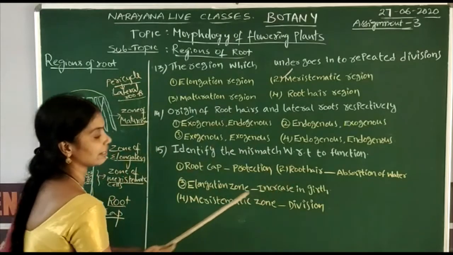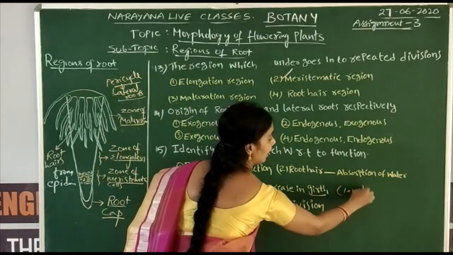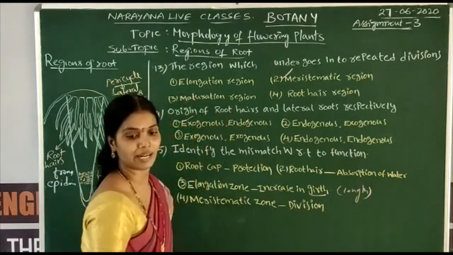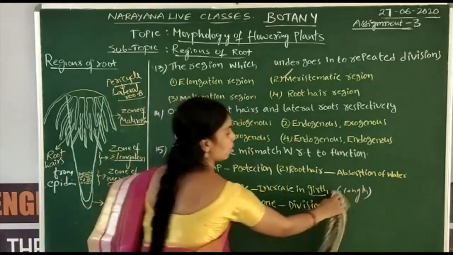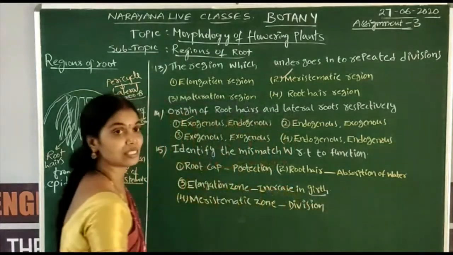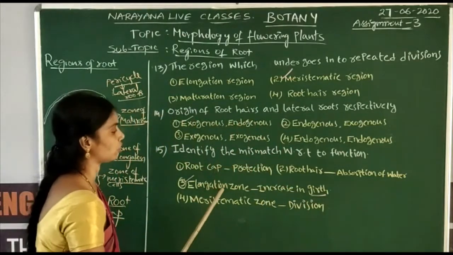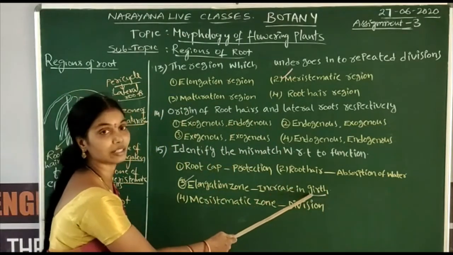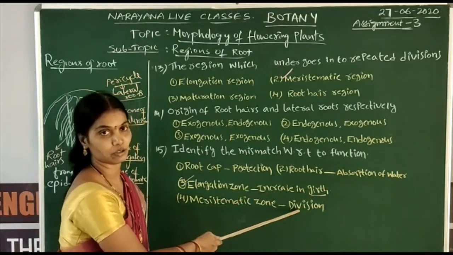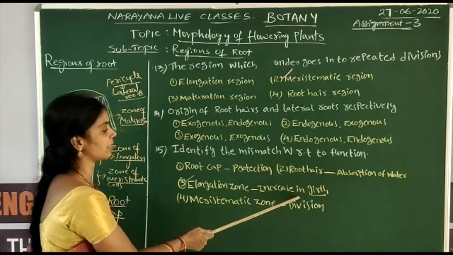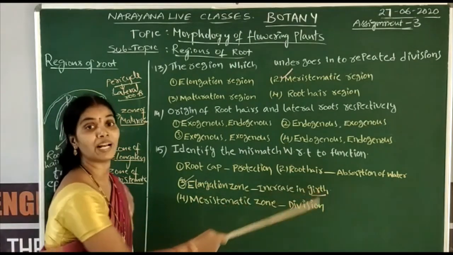Elongation zone, increase in girth they have given, it should be length, then it will be correct. Okay children, so here it should be increase in length but not girth. So this is the mismatch. So third option is correct, where elongation zone, it should be increase in length, not girth. And fourth option, meristematic zone, is division. So it is also correct. So what is the mismatch means? Third option, elongation zone, increase in girth. It should be length, not girth.